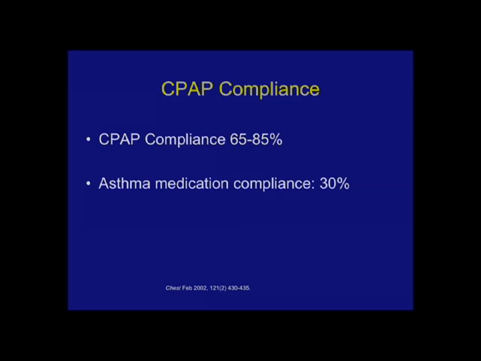When you're looking at CPAP compliance, the literature has various reports of how compliant patients are. In one study, at 6 months, it was noted that the compliance rate ran anywhere from 65 to 85%. And when we compare that to asthma medication compliance, which runs at, let's say, 30%, the CPAP compliance is actually higher than that. So although it's not perfect, it still may be better than some other medications that our patients are on as well.